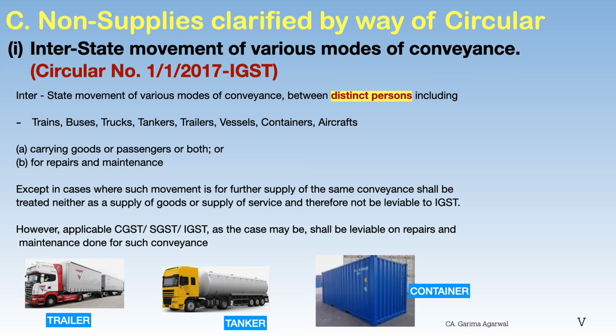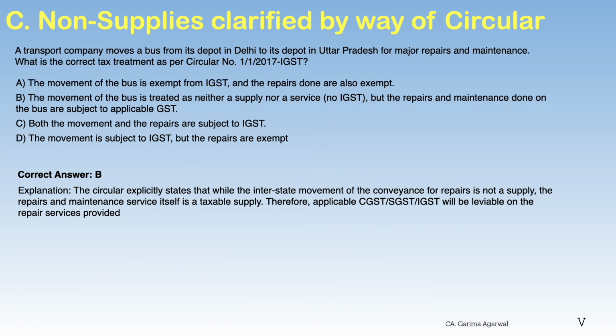So if you have any further questions on this, let's take some MCQs in the other slides so that you can have more clarity on this circular. The first question is, a transport company moves a bus from its depot in Delhi to its depot in Uttar Pradesh for major repairs and maintenance. What is the correct tax treatment as per circular number 11/2017 IGST?